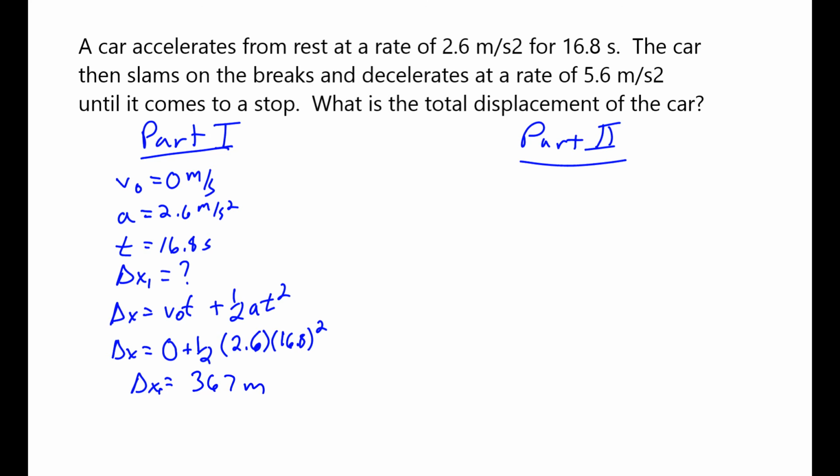Alright, so now what do we know for part 2? Alright, and it's slowing down, so is it positive or negative 5.6 for the acceleration? Negative. So it's slowing down, so acceleration is negative 5.6 meters per second squared. Alright, what else do we know about part 2? Final velocity should be 0.